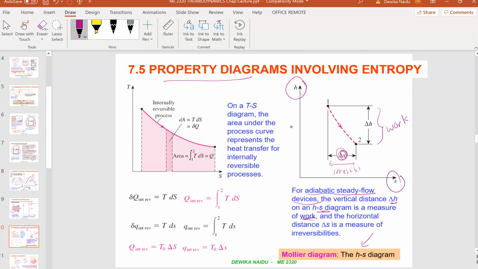Now another unique part of the TS diagram: the area under the curve represents the heat transfer for an internally reversible process. So these are the things that you need to know from these two diagrams. With this, we have reached the end of chapter 7.